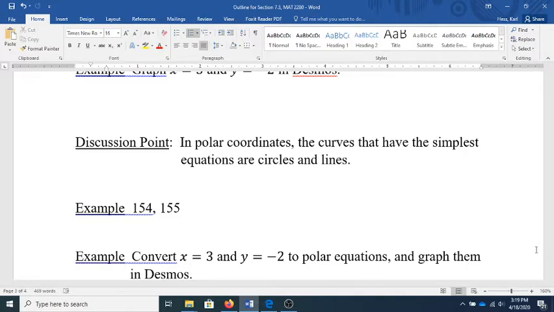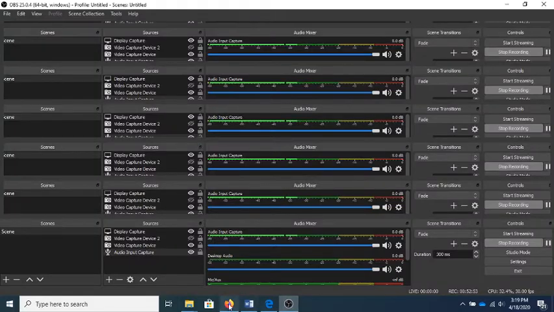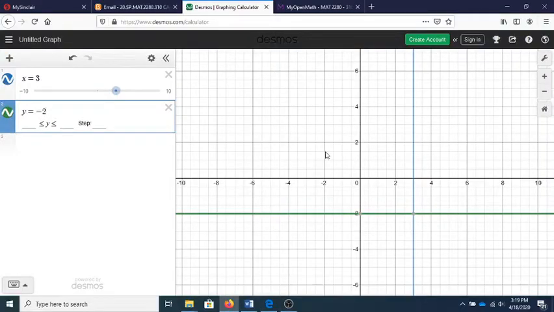Now think about it like this. In rectangular coordinates, our grid is marked off with horizontal and vertical lines. Okay, that helps us track our points. For example, I could think of the point 3, negative 2 as just being the intersection of the vertical line x equals 3 and the horizontal line y equals negative 2.